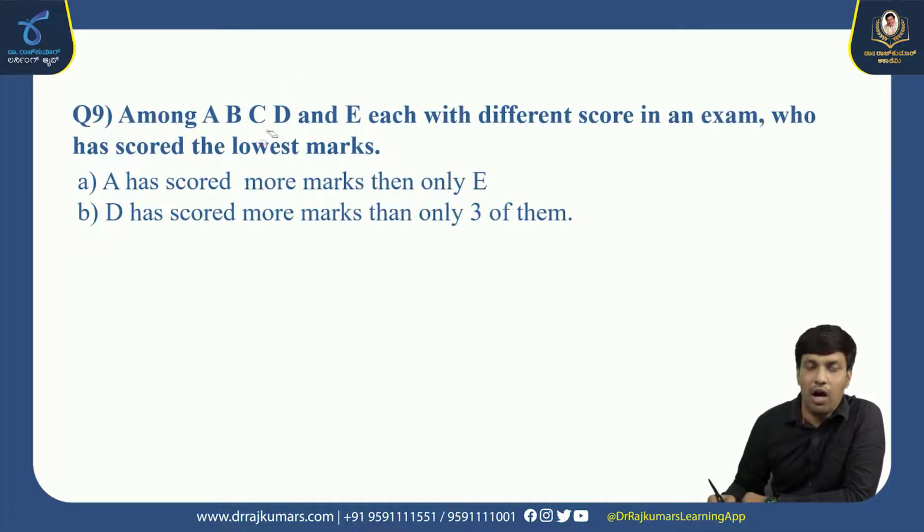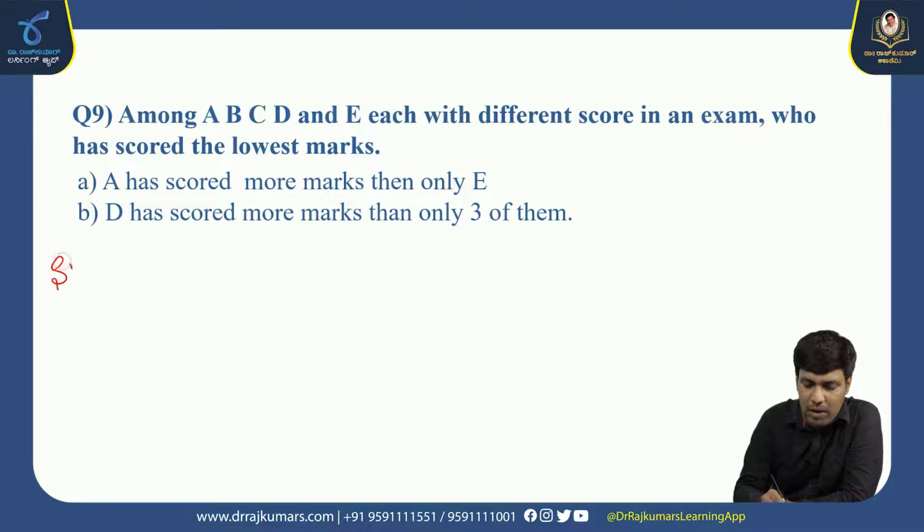Question number 9. Among A, B, C, D, E, each with a different score in an exam, who has scored the lowest marks? Statement 1. A has scored more marks than only E. Statement 2. D has scored more marks than only 3 of them, right? Let's analyze the case now.